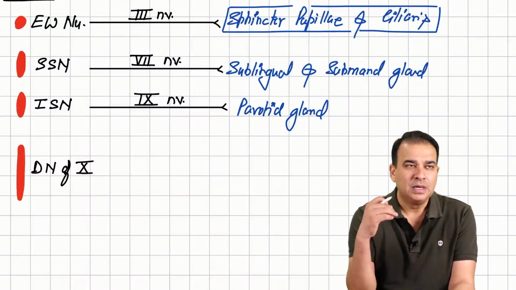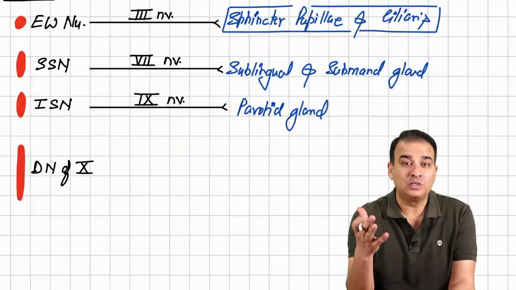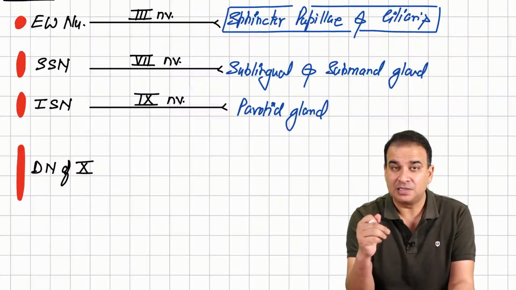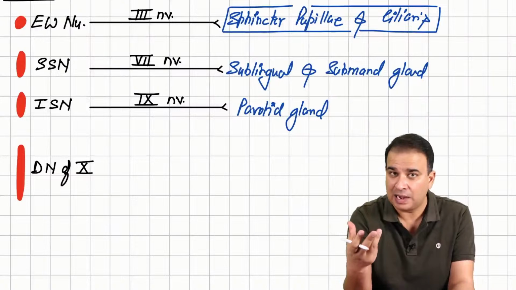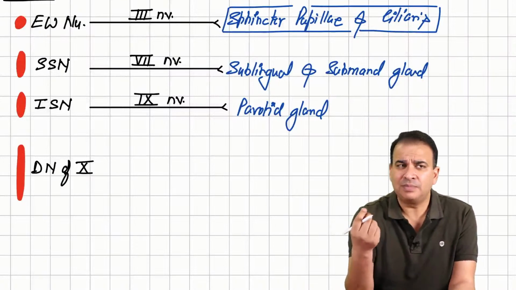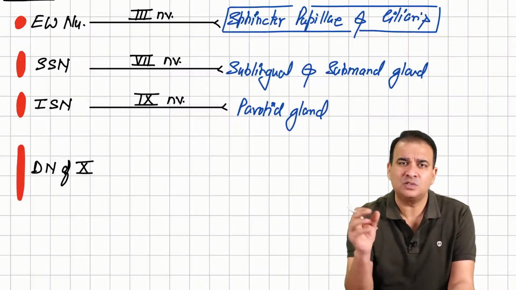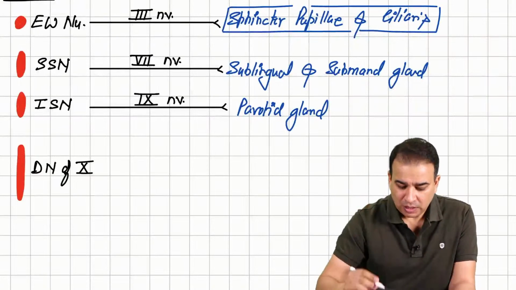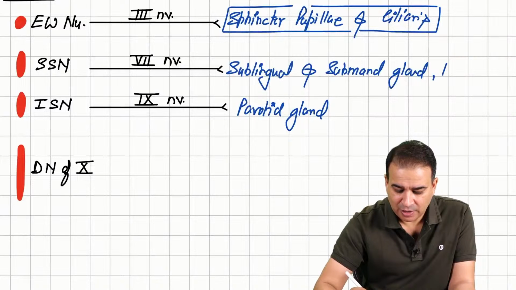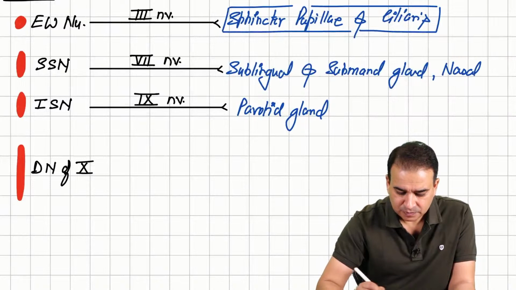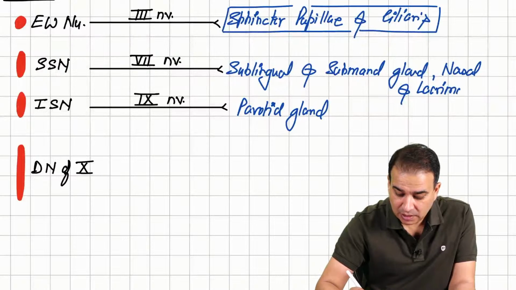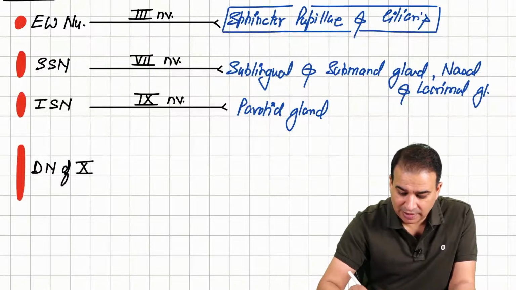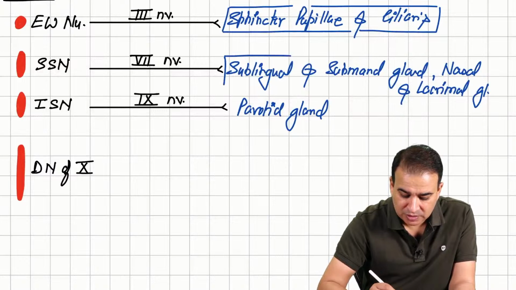But let me tell you something: the superior salivatory nucleus supplies not only the sublingual and submandibular glands, it supplies the nasal gland also, and the lacrimal gland also. The lacrimatory nucleus is sometimes a detached part of the superior salivatory nucleus, or sometimes it is along with the superior salivatory nucleus only. So the other two important glands I can write are the nasal gland, and the one on which questions are asked, the lacrimal gland. Even the lacrimal gland is supplied by the superior salivatory nucleus.